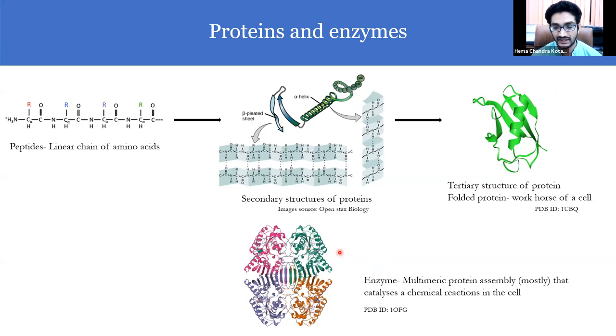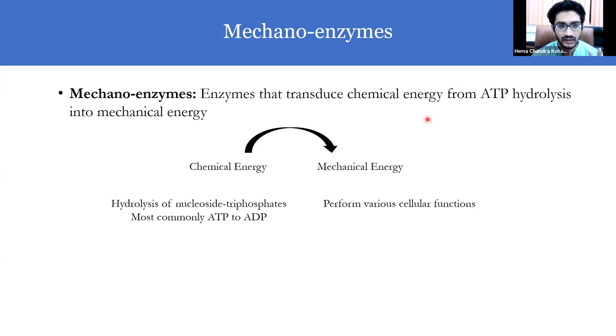A particular class of enzymes that I'm really interested in are called mechanoenzymes. These are enzymes that are more like piezo motors. They convert one form of energy to another form of energy. In particular, they convert chemical energy into mechanical energy. This chemical energy mostly comes from hydrolysis of nucleoside triphosphates like ATP, GTP, and other kinds of nucleoside triphosphates. They convert this chemical energy into mechanical energy, and they use it to perform various cellular functions.